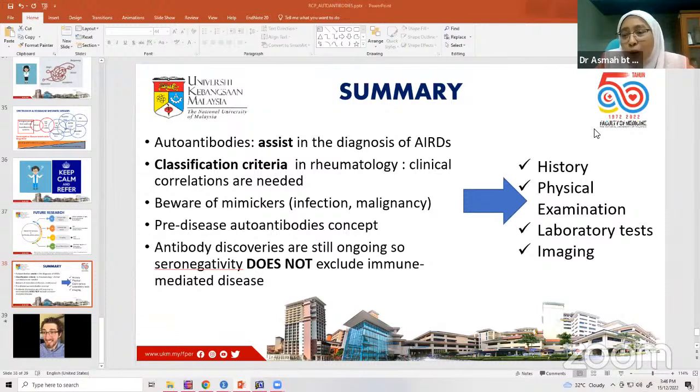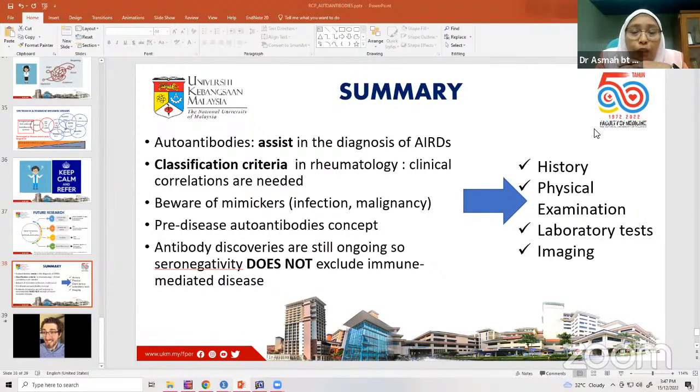So we wouldn't really know whether this atypical P-ANCA has an association with rheumatological condition. Maybe if Hashim just came back from Australia, if there are facts on this or things to share, maybe you can type in the chat box so that we can also learn from you.